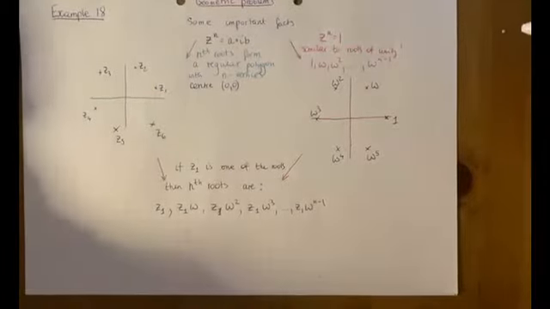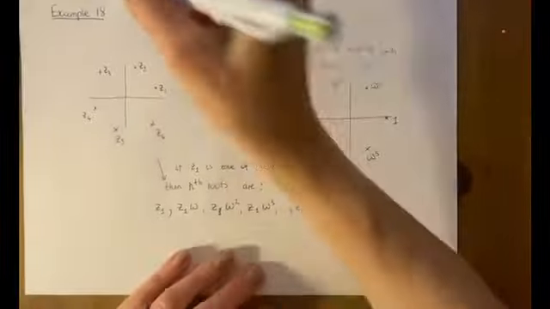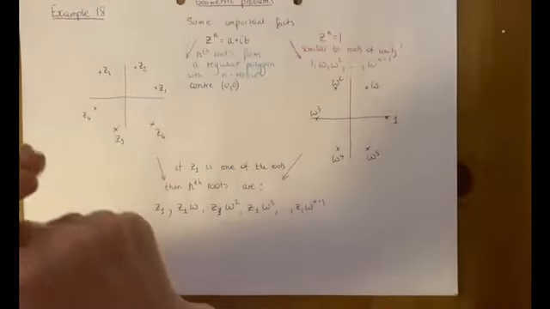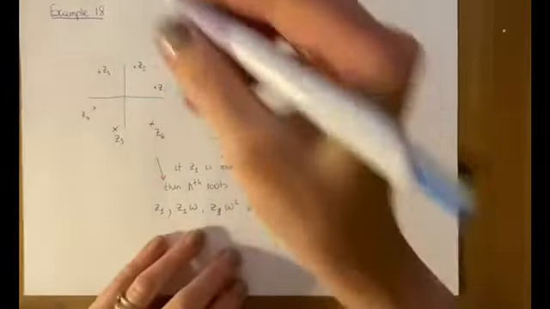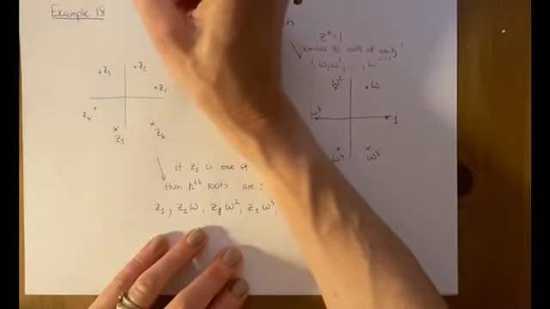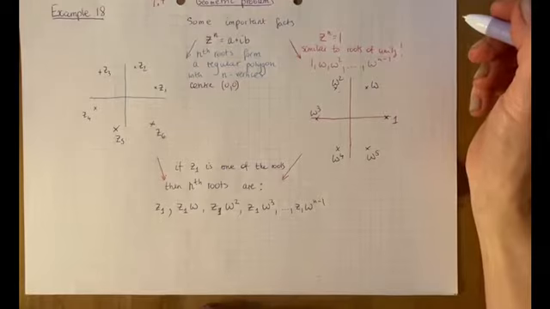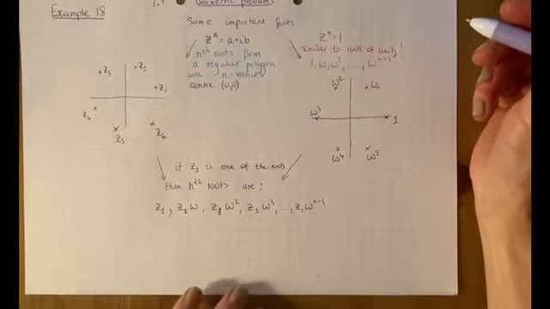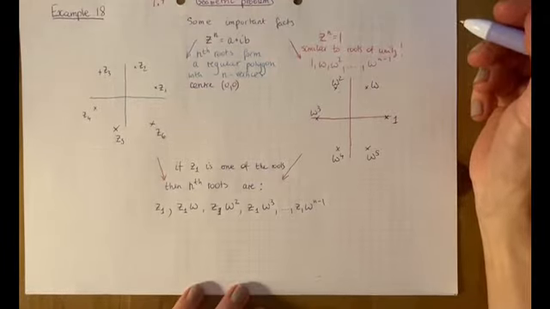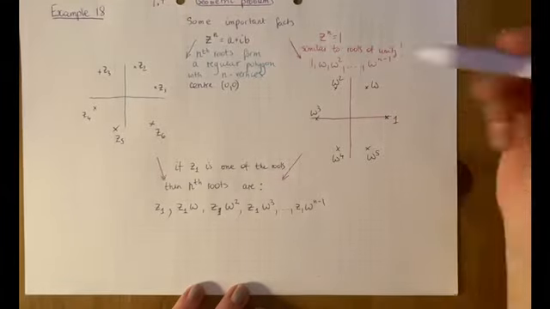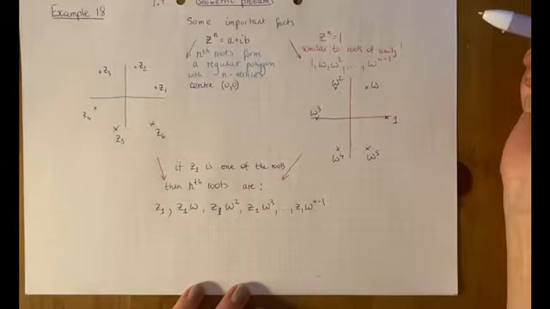Last section of chapter 1. This is section 1.7, solving geometric problems involving roots of complex numbers. So before we actually go through example 18, we'll just look at some key facts that you need to remember.